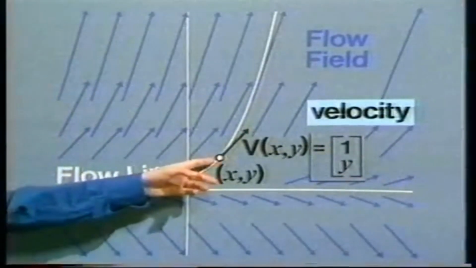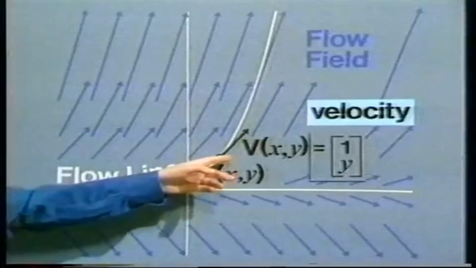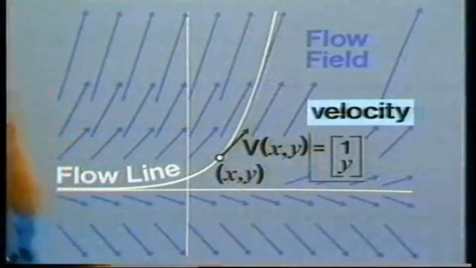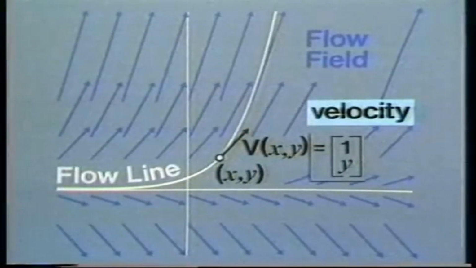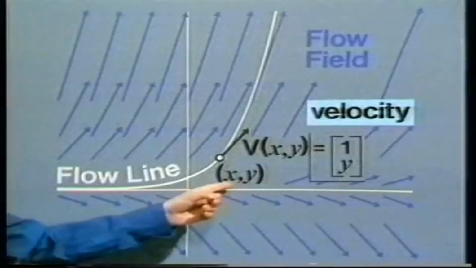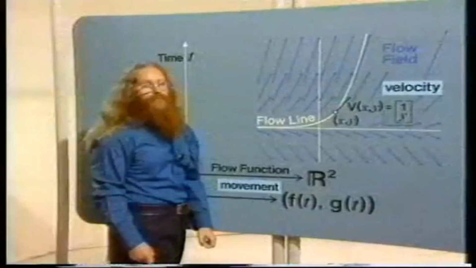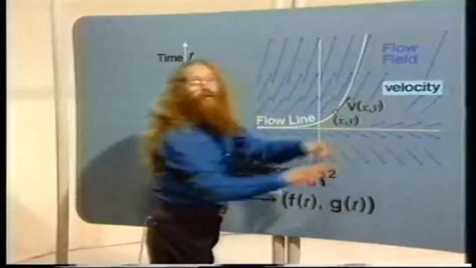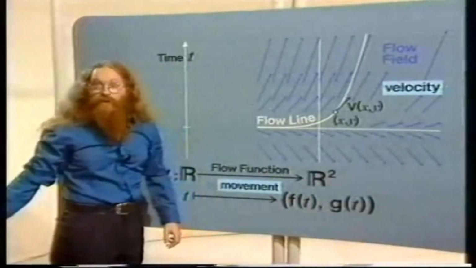Here, the vector at a point xy has components 1 and y, and we write this as a column vector in order to indicate that it's a free vector and to distinguish it from the position vector, which we write horizontally. Well, in a moment we'll be looking at the flow lines for this, but first of all, we've got to consolidate our general theory.